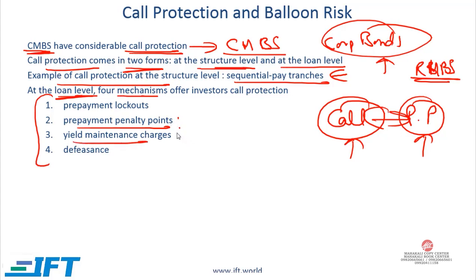Yield maintenance charges are a similar concept. They are also called make-whole charge. This is a penalty paid by the borrower that makes refinancing solely to get a lower mortgage rate uneconomical for the borrower. What's happening here is that the borrower is being discouraged to refinance because of lower interest rates. And finally, defeasance involves the borrower providing funds for the servicer to invest in a portfolio of government securities that replicates the cash flows that would exist in the absence of prepayments.